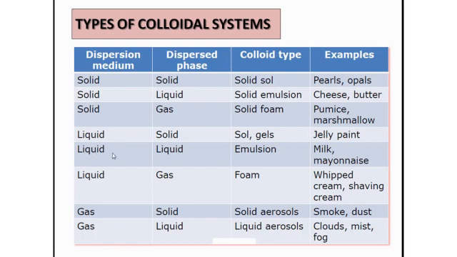If the dispersion medium is liquid and the dispersed phase is liquid, it is known as an emulsion. Examples, milk and mayonnaise. If the dispersion medium is liquid and the dispersed phase is gas, the example is foam, shaving foam or shaving cream, or whipped cream. If the dispersion medium is gas and the dispersed phase is solid, it is known as solid aerosol. Examples are smoke and dust. If the dispersion medium is gas and the dispersed phase is liquid, it is known as liquid aerosol. Examples are cloud, mist and fog.